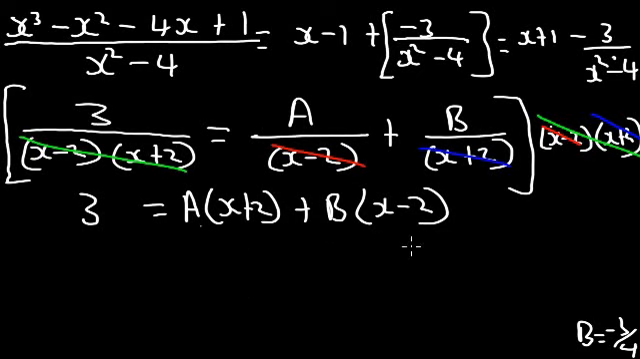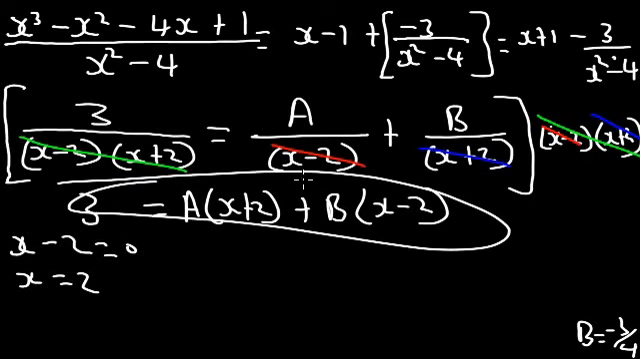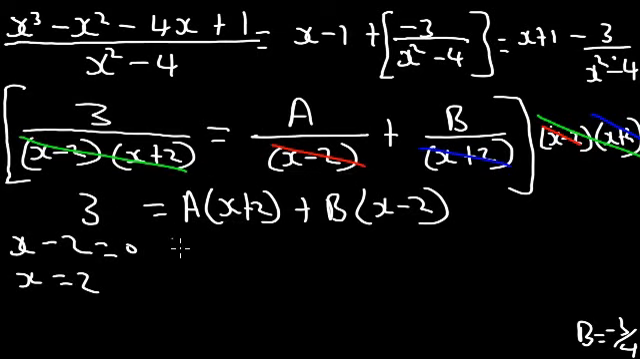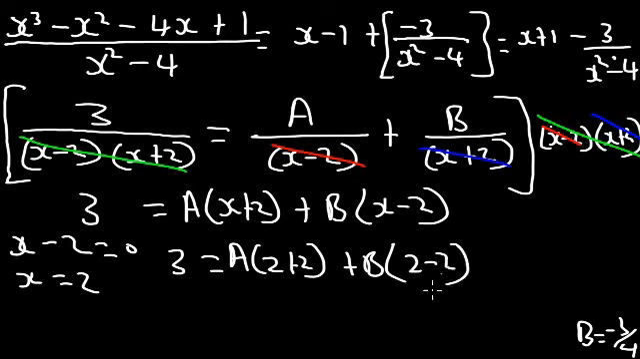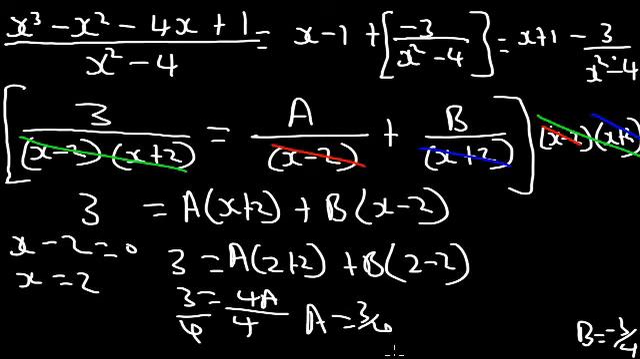To solve for a, we need to make this whole term right here to be 0. And for it to be 0, x minus 2 has to be 0, so x has to be equal to 2. Then substituting 2 as x in that equation, we have 3 equals a in the bracket of 2 plus 2 plus b in the bracket of 2 minus 2. You can see this whole term becomes 0, and we have 3 equals 4a. Dividing 3 by 4, a equals 3 over 4.